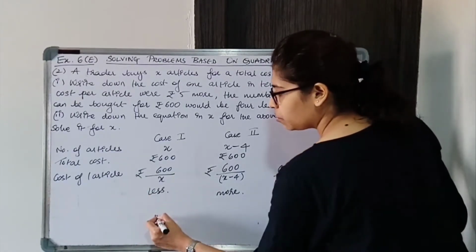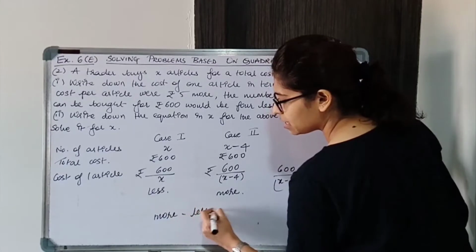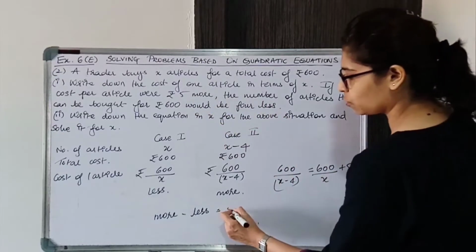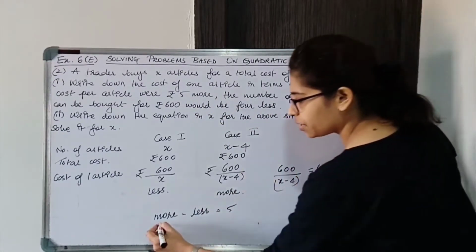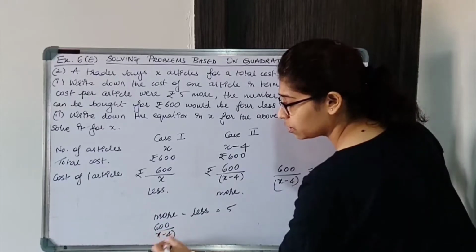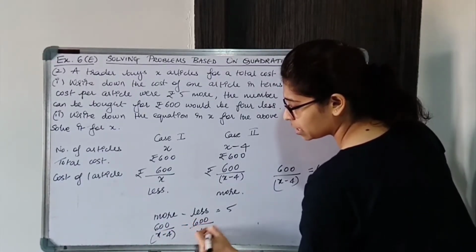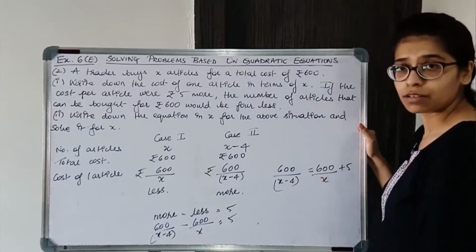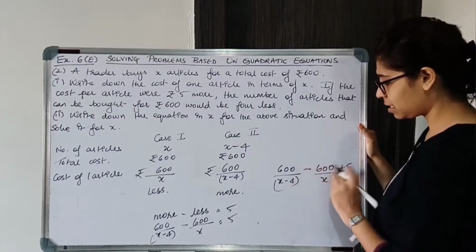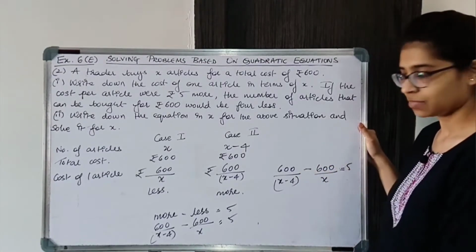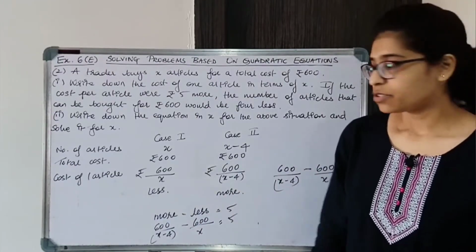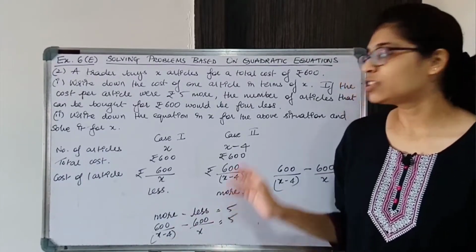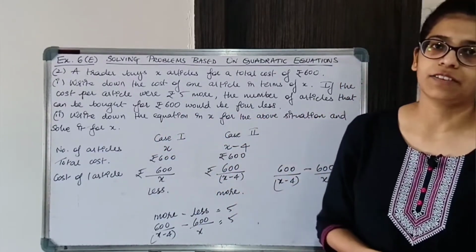So what do we do normally? More minus less is equal to 5 more. Cost per article is 5 more, so 5. So 600 upon x minus 4 minus 600 upon x is equal to 5. Same thing. If you shift this over here, it will become minus, and this is equal to 5. So we are getting the same thing. Okay, so whichever way you find easy, solve it that way. So we have got the equation, we just need to solve the equation and find the value of x.